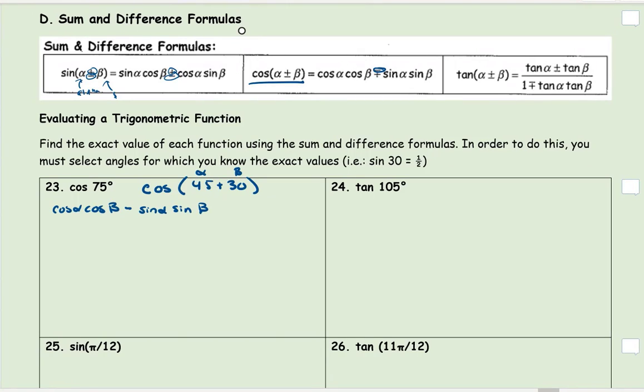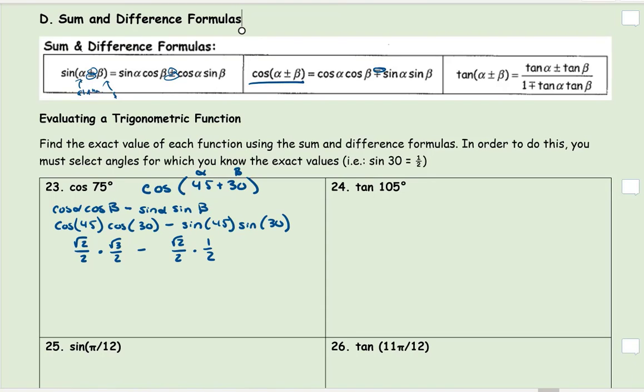So now we have to plug in our numbers. We have cosine of 45 times cosine of 30 minus sine of alpha, which is 45, times sine of beta, which is 30. Now we'll look at the unit circle and ask, what's cosine of 45? Well, that's root 2 over 2. Cosine of 30 is root 3 over 2. Sine of 45 is another root 2 over 2. And sine of 30 is equal to 1/2.